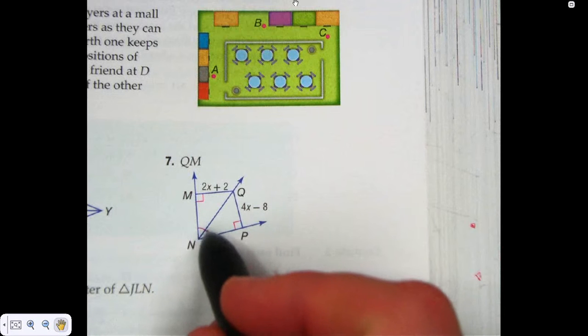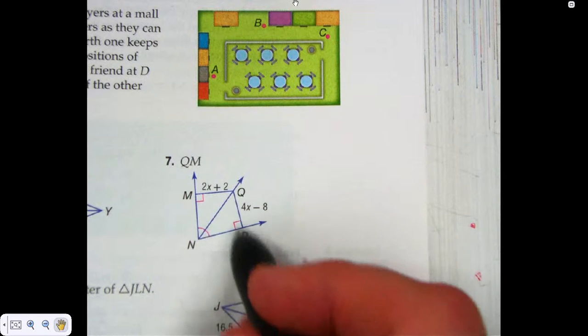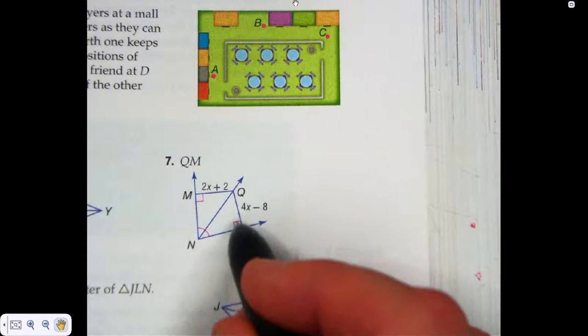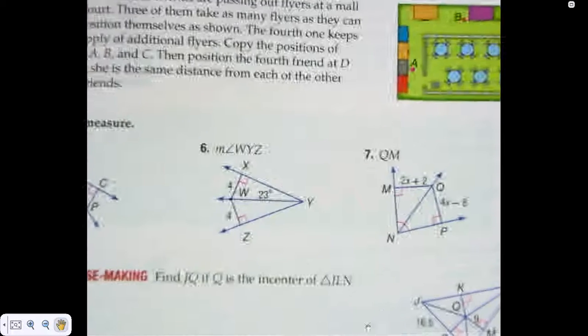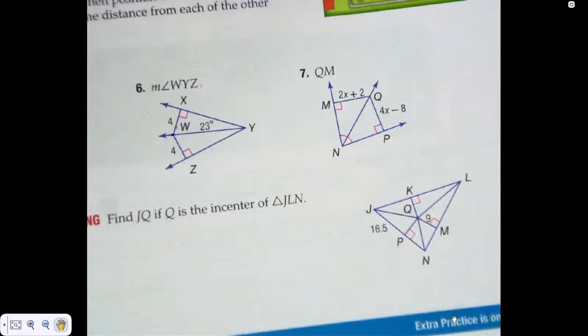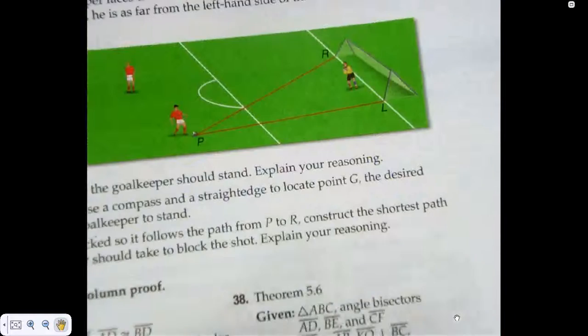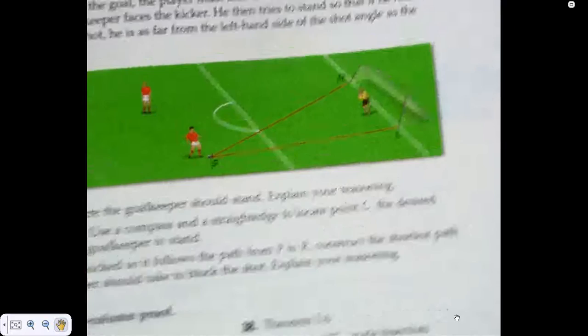What about here? Is this an angle bisector? So what do I know about these two distances? They're equal. So this is equal to that, so you're going to have to solve and make an equation. You see how we're doing? Okay, so the angle bisector concept is hard on this, but actually applying it isn't too bad.